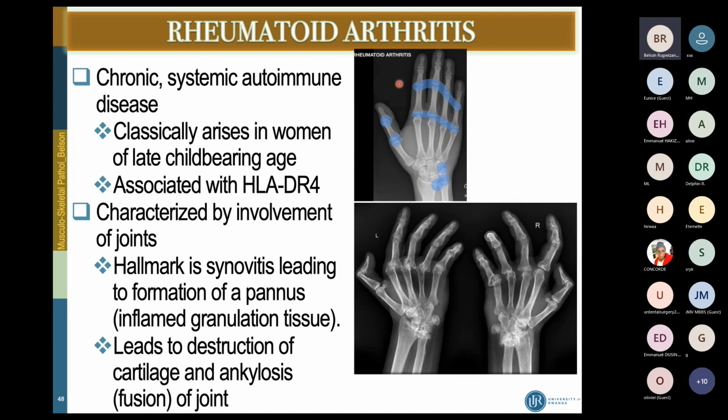So it is a chronic systemic autoimmune disease. So it will not be oligoarticular as the previous one, because this is systemic and affects many joints. Classically arises in women of late childbearing age, associated with HLA-DR4. So it is characterized by multiple joints being involved. The hallmark is synovitis, meaning there is inflammation in the synovial space, leading to formation of a pannus, which is inflamed granulation tissue. This leads to destruction of cartilage and ankylosis.